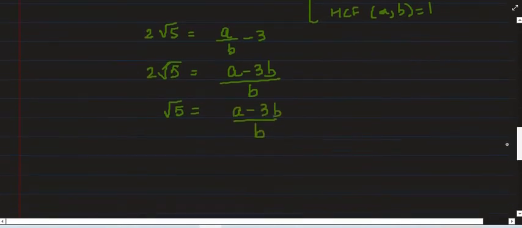Okay, now if we observe on the right hand side, a and b, these both are integers, and we know that if we subtract, add, multiply, divide, we do any operation on integers with the integers, we will get the integers. So it means a minus 3b by b is a rational number.